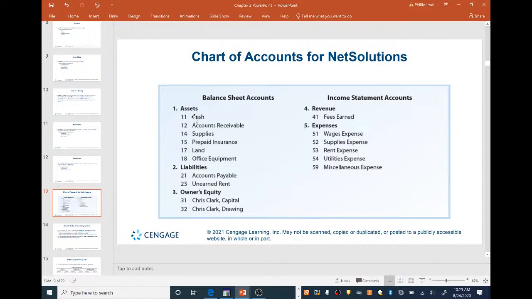The asset accounts are the relevant assets here. If you want to make an entry for an asset, that's going to be in that chart labeled as the number 11. Accounts receivable is 12, supplies 14, and so on and so forth. Liabilities: accounts payable will be 21, unearned rent.